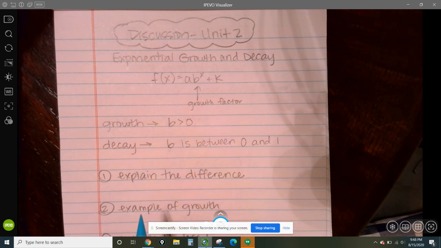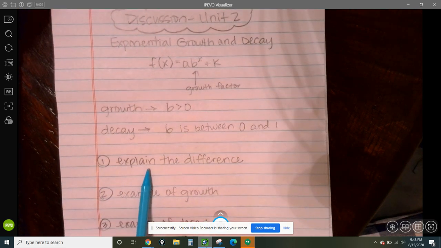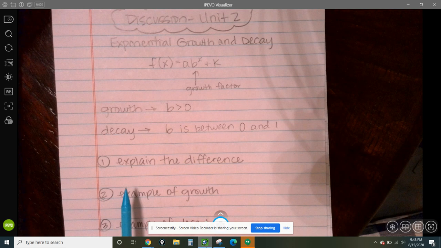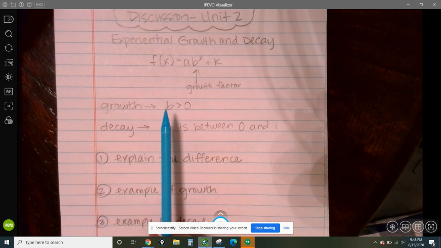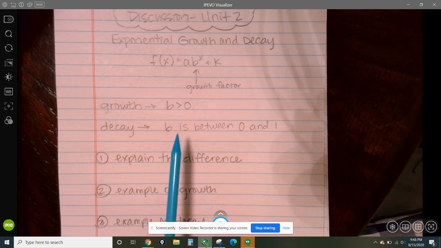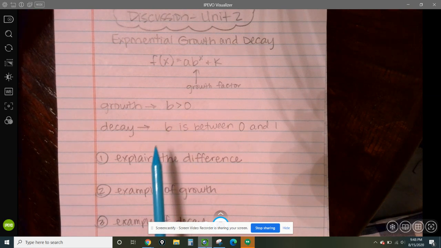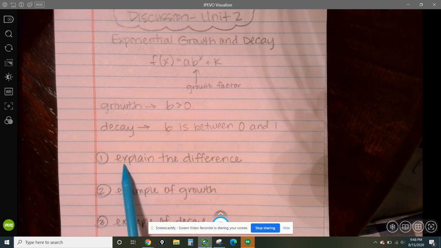Okay, so on this discussion, they ask you a couple different things. First, you have to explain the difference between exponential growth and exponential decay. So for that, you can talk about the growth factor and how that affects whether it's growth or decay. You can talk about what the graph looks like for growth versus decay. So you just want to add as many details as you can right here on this one.